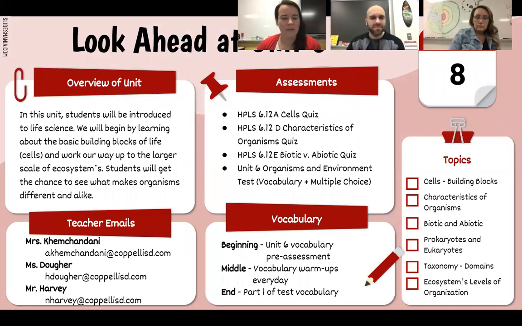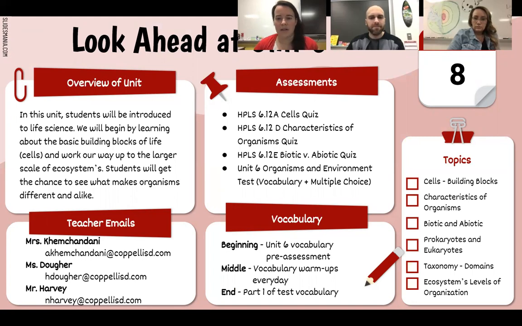organisms and environment unit. So in this unit, this is where students are really introduced to life science, and we start learning about just the basic building blocks of life. And then we learn about the organization all the way up to an ecosystem and to the taxonomy of domains.